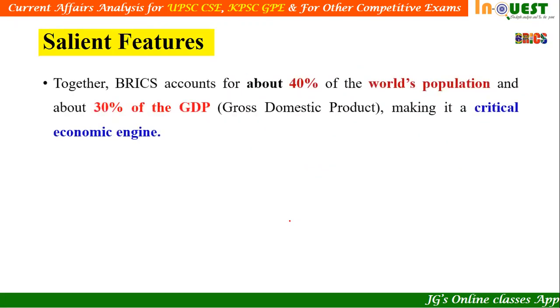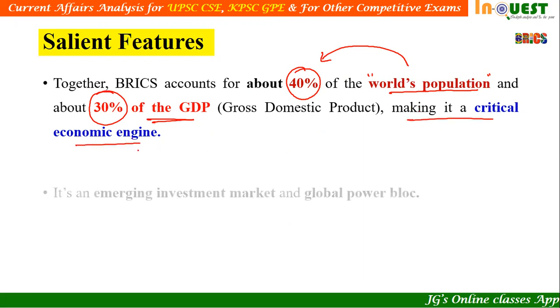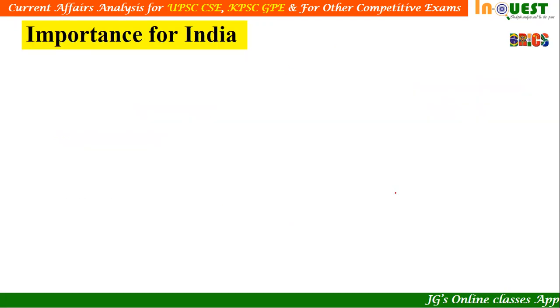Now, what are the salient features of BRICS? Together, BRICS accounts for 40% of world's population. This is huge. Just 5 countries account for 40% of the world's population, and about 30% of the world's GDP has been contributed by the BRICS nations, making it a critical economic engine. And it's an emerging investment market and global power bloc.